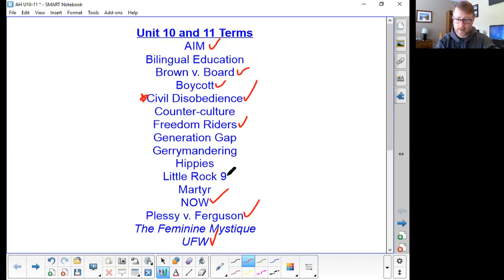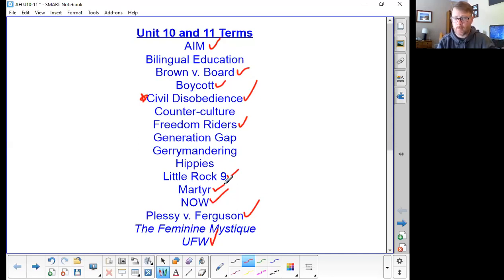Little Rock Nine. Nine students from Little Rock, Arkansas, who in 1957 desegregated this large urban Southern school district. Martyr. Unfortunately, too many examples in this unit. Somebody who dies for the cause that they believe in and are fighting for. Some martyrs are not terribly famous. They didn't ever dream they would be martyrs. Medgar Evers or, there's just Emmett Till. There's just too many to think of.